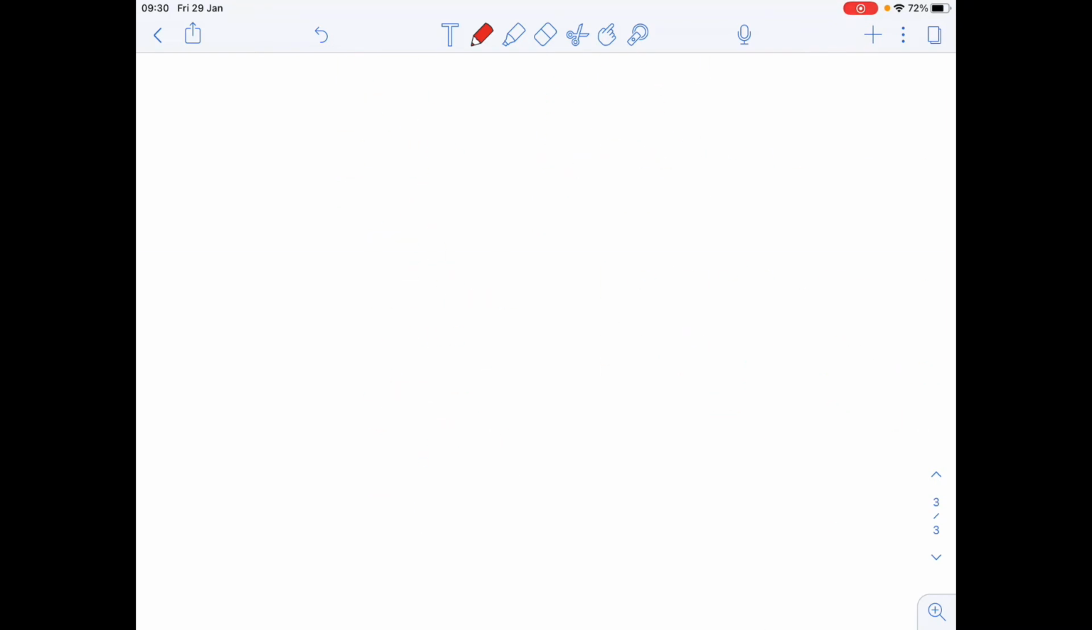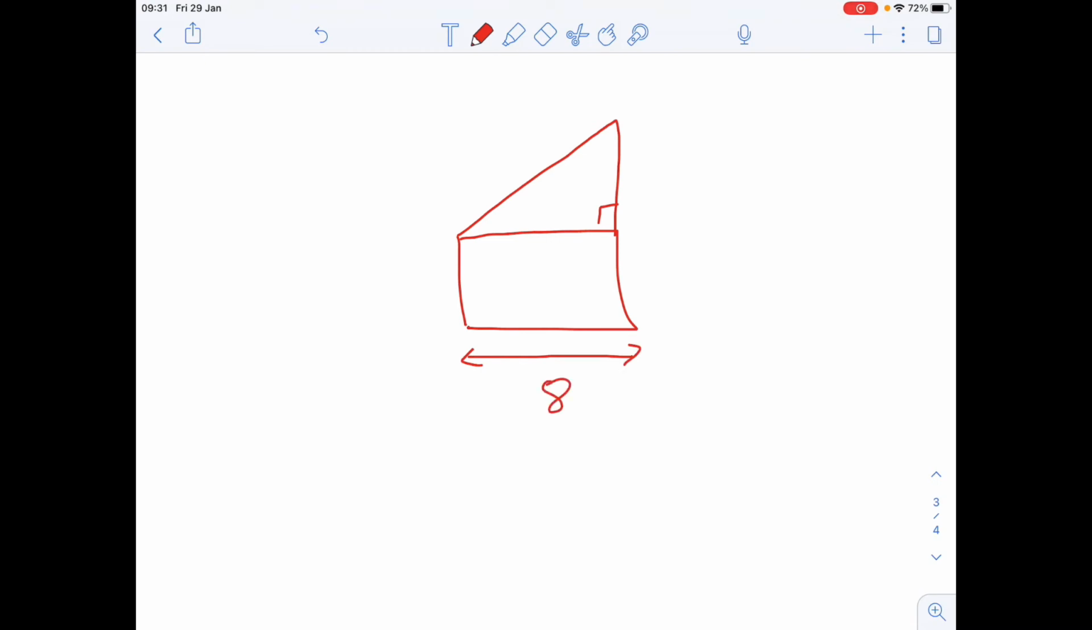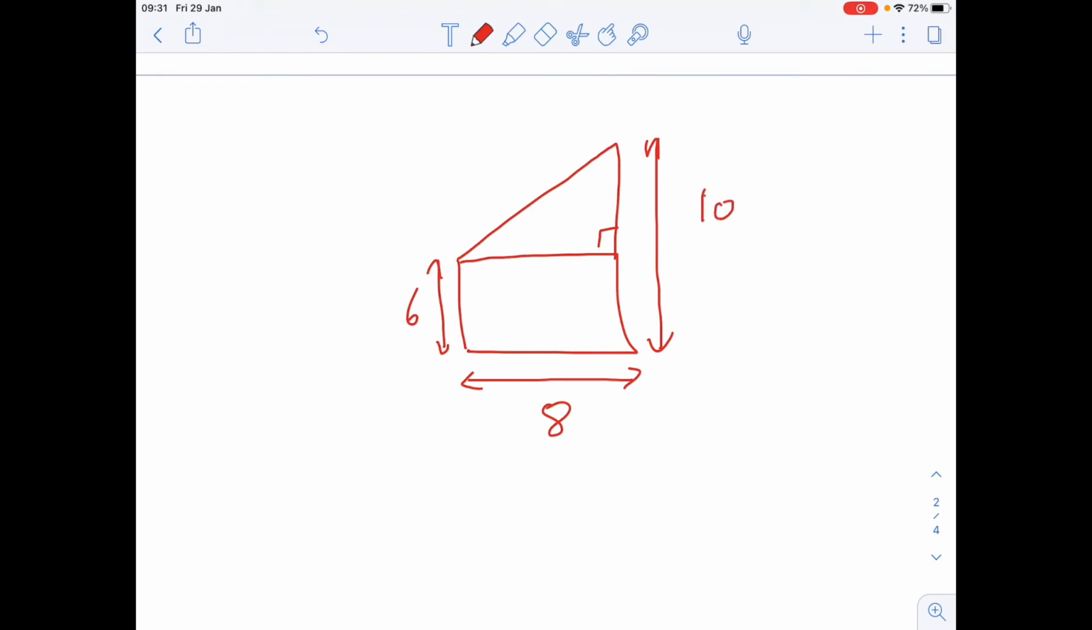Okay, excellent. And then, finally, you may end up with a compound shape. You may end up with a shape that looks like that, say. And they may ask you to find the area of that shape. Obviously, you need some measurements. So let's say this is 8. Let's say this is 6. And let's say all of that is 10.